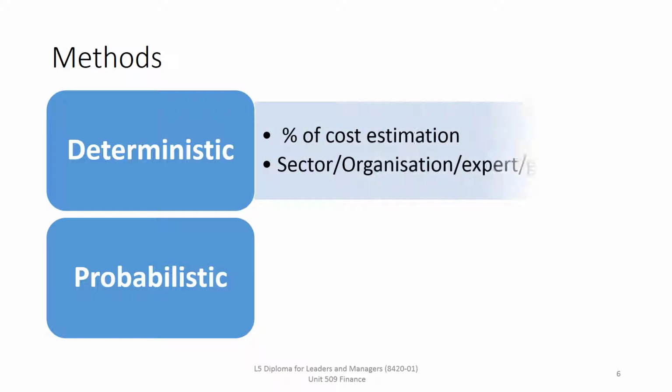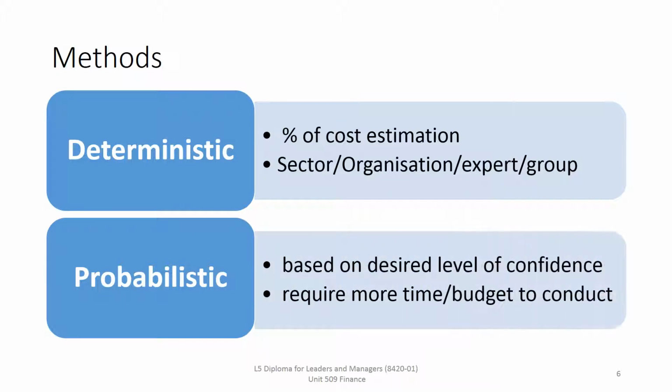So we're not going to go through all the methods available, but they can be grouped into two main types or categories really, and that is deterministic methods or probabilistic methods. Deterministic are, briefly as we've already mentioned, usually a percentage of the cost estimation of the budget or the project, commonly set by the sector or the organisation or by a group of experts based on their experience and their competency in risk management or risk analysis, and it determines a percentage of the contingency for the project.